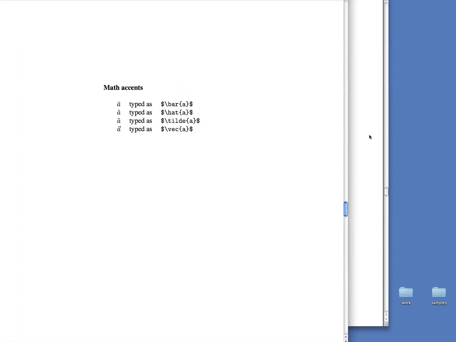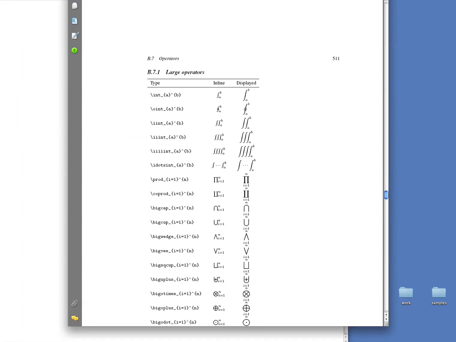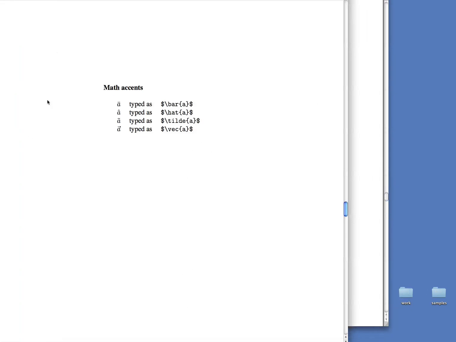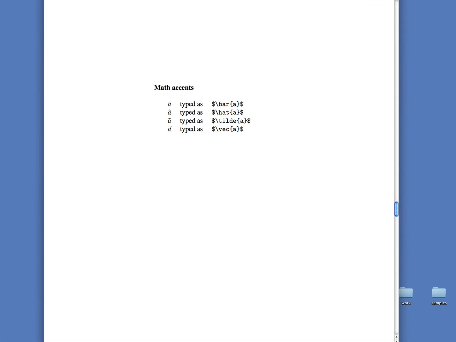And of course there are many more math accents than that. They are all listed in Appendix B8. Take a look at the list. There are two groups of them, and if you will need any of these, go back to Appendix B8 and look up the one that you need. Again, remember, math accents are always done with commands, and don't ever use a text accent in math.